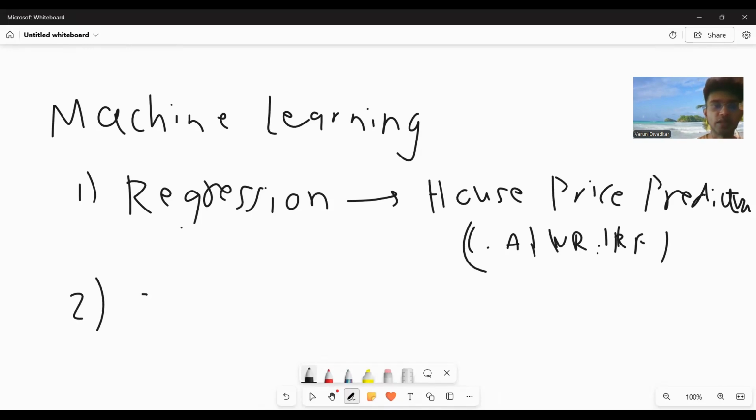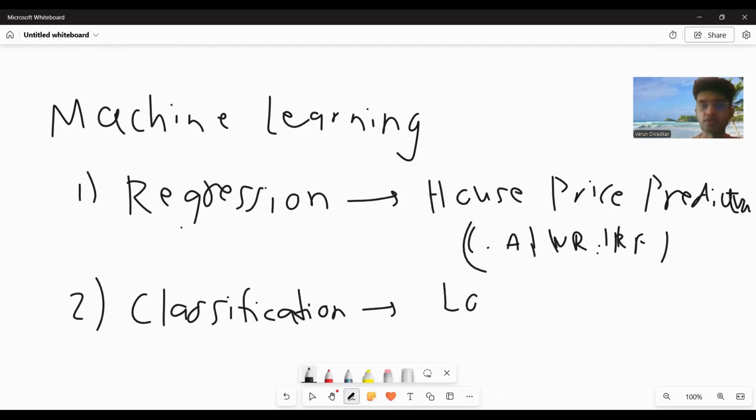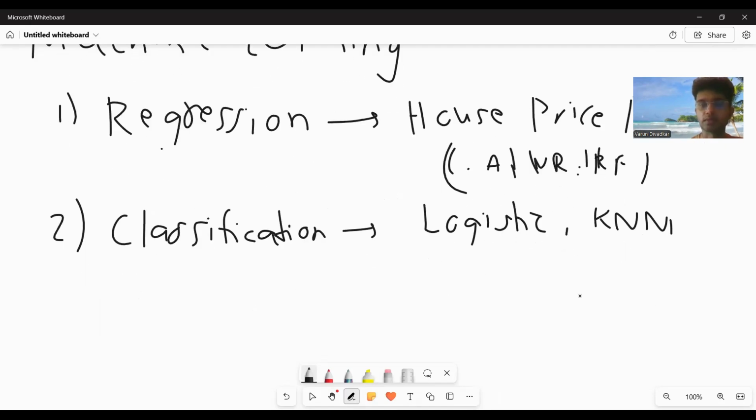And then you have classification algorithms where you want to classify something into one or many classes. For binary classification, you use logistic regression. Then you use something called k-nearest neighbors for multi-class classification. You also have something called support vector machines. Then you have decision trees. Then you have random forests.